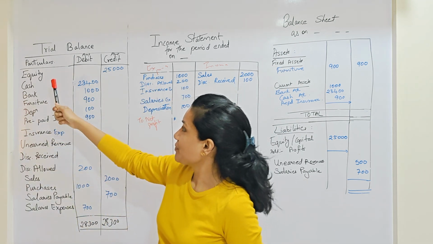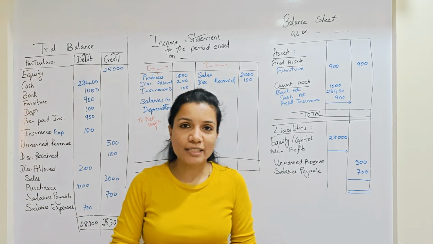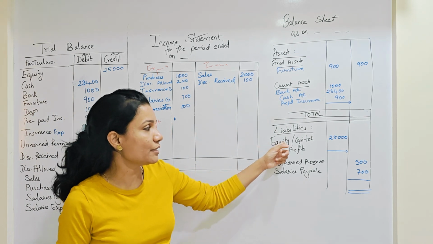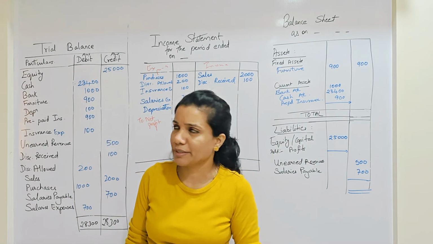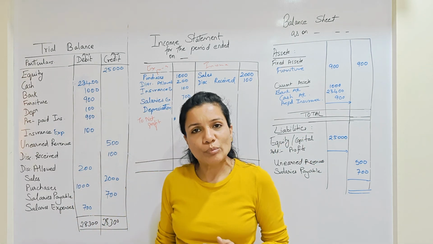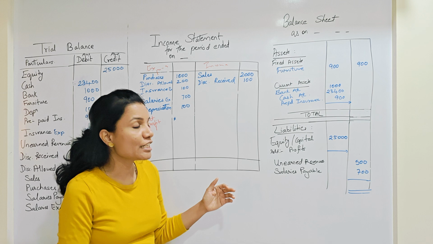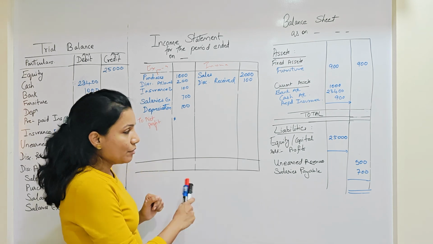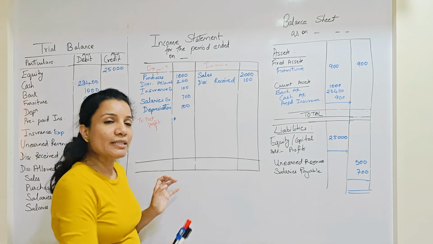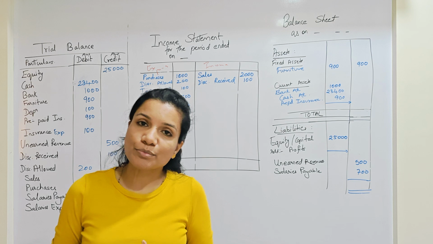So equity of 25,000 credit balance will come here under liabilities. First item, equity or capital. Now there's one more component to the financial statement. It's called the statement of equity. So we can prepare a separate statement of equity, but that is needed when you have many adjustments to equity or capital.